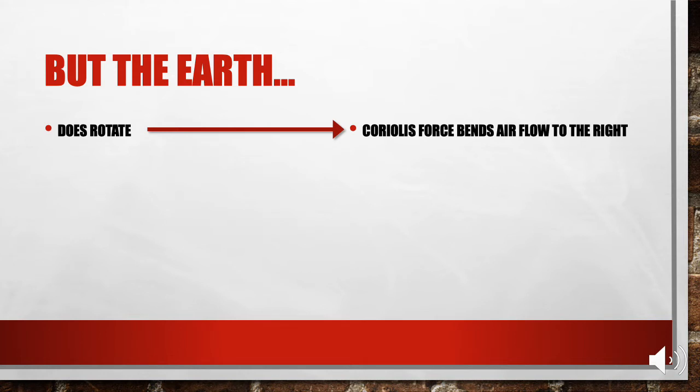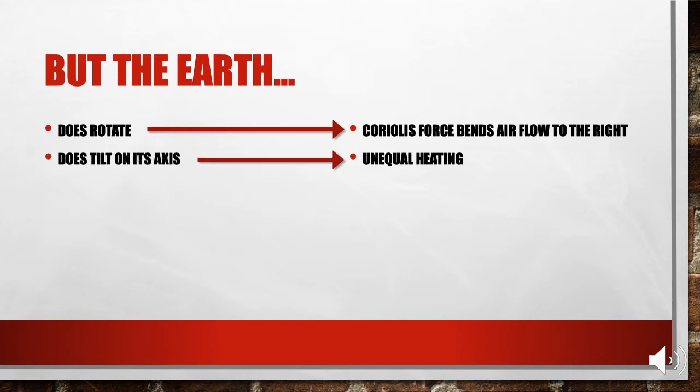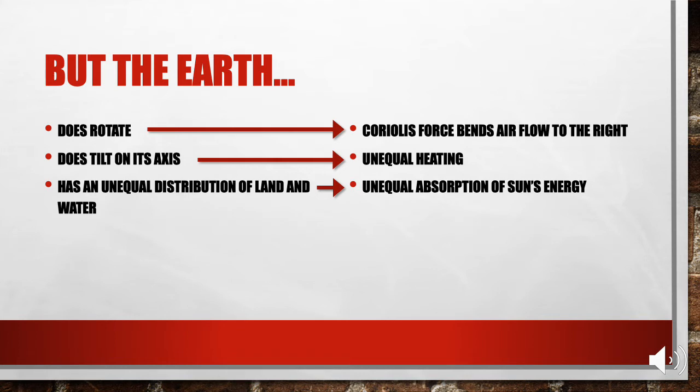The scenario we just talked about isn't reality. The Earth does rotate, leading something called the Coriolis force to bend airflow to the right. The Earth does tilt on its axis, which causes the sun angle at any one location to change throughout the year, resulting in unequal heating. And finally, the Earth does have a mix of land and water on its surface, leading to a non-uniform absorption of the sun's energy, since water absorbs more energy than the land does.